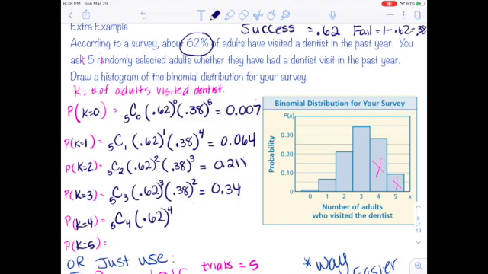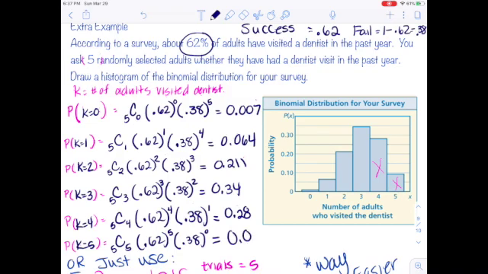So 5 choose 4. 0.62. You've got 4 successes. You've got 1 failure, and that probability of 0.28, and 5 choose 5, 0.62 to the 5, all 5 people going to the dentist. So you've got 0 failing, that probability is 0.09.